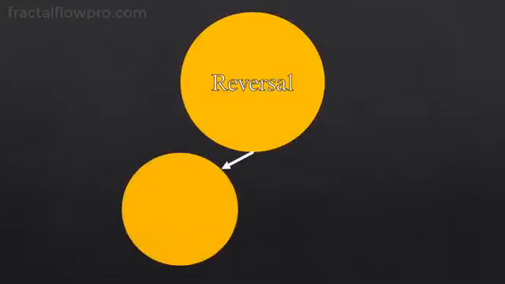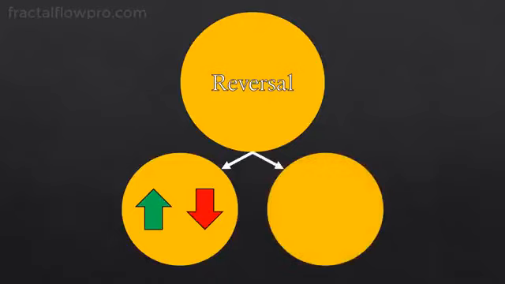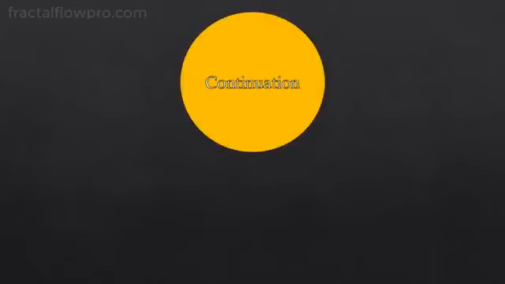Reversal chart patterns indicate that price will go in the opposite direction after the pattern is formed. For example, if price is going up and a reversal chart pattern appears, it means that price will go down after the pattern. The opposite is also true, of course. If price is going down and a reversal chart pattern appears, it means that price will go up after the pattern. The continuation chart pattern indicates that price will resume its current direction after the pattern.